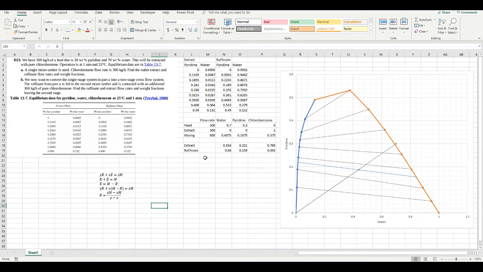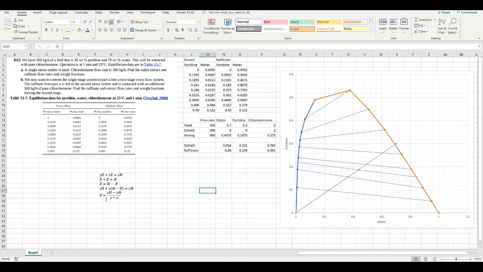Now, to calculate the flow rate, we're going to have to conduct a mass balance. As you can see here, the typical component mass balance and the overall mass balance mean that the raffinate and the extract stream need to add up to the mixing point, so they need to add up to 800, and then the individual component as well needs to add up to this times whatever component it happens to be.